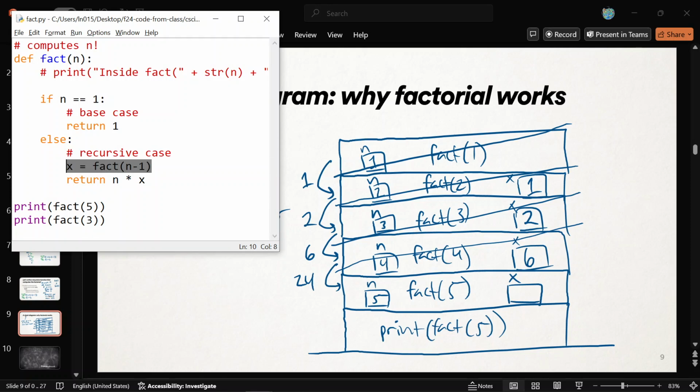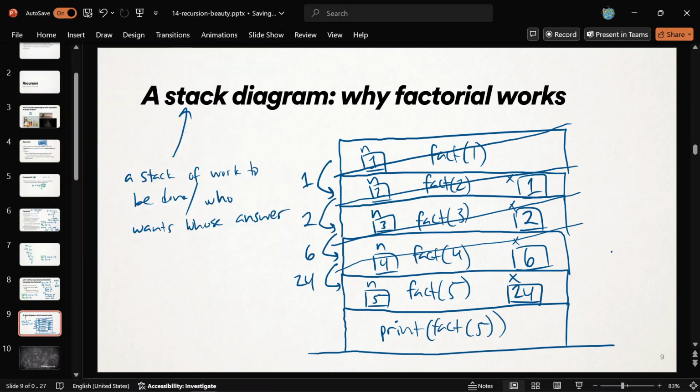We're finally back in fact_of_5. It waited on fact_of_4 for the factorial of 4 answer. It got it back. It sees 24, and it's ready to place that in its x variable. So it's going to do 24, put it right there. And then finally, it can run its last line. So it needs to return an answer of its 5 times the factorial of 4, which it placed in the x variable, and that's 120. And it's going to return that back to whoever called it, 120. Now it's done.